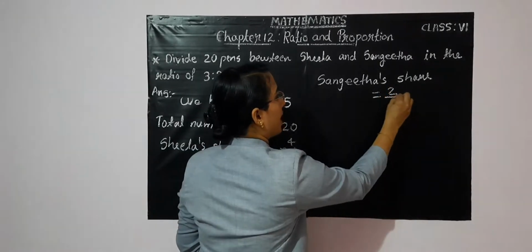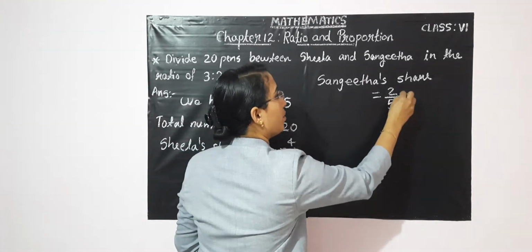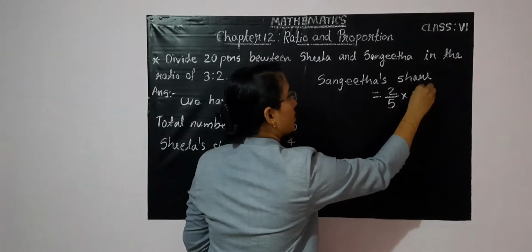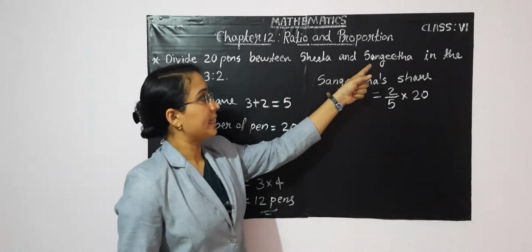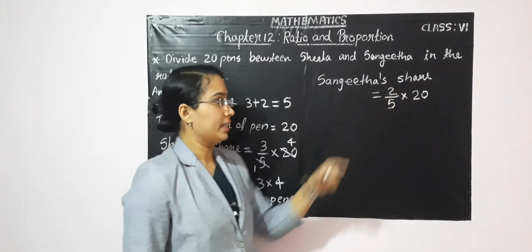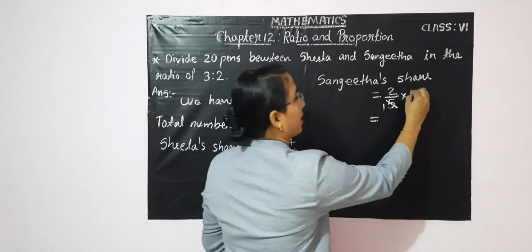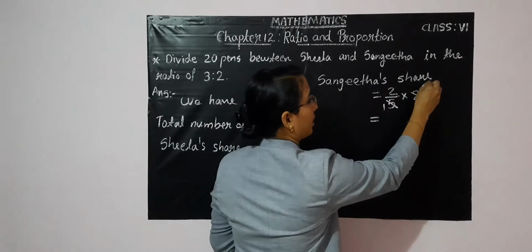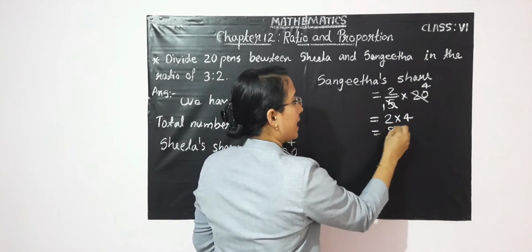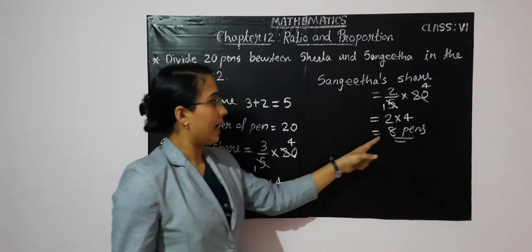So 2 divided by, again, the sum of the digits, that is 5, into the same total number of pens, that is 20. Okay. So first we need to take Sangeeta's part, that is 2. 2 divided by 5 into 20. Then again we can do the calculation. Here 5 in 5 one time and 5 in 20 4 times. Then we will get 2 into 4, that is 8 pens. Okay. So here Sangeeta's share equals 8 pens.